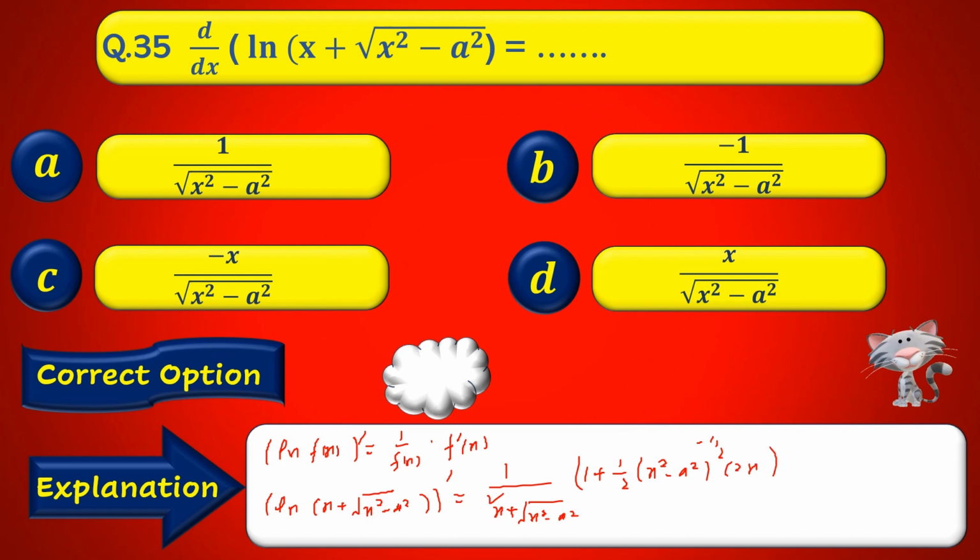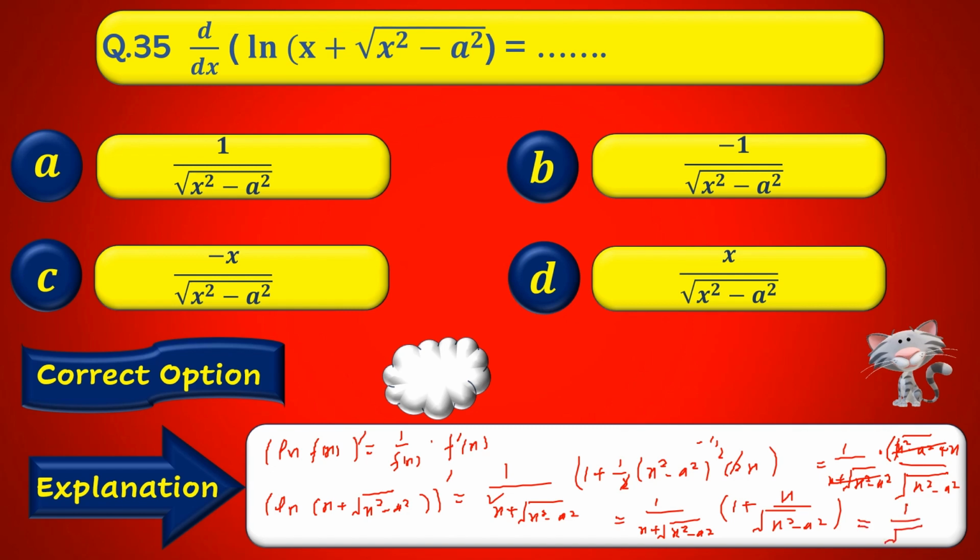Now we simplify it and get 1 over (x plus square root of x² minus a²) into (1 plus, cancel 2 with 2, x over square root of x² minus a²). After taking the LCM, we get 1 over (x plus square root of x² minus a²) into (square root of x² minus a² plus x) over square root of x² minus a². These terms will cancel out each other, and we are left with 1 over square root of x² minus a². So the option A is the correct option.